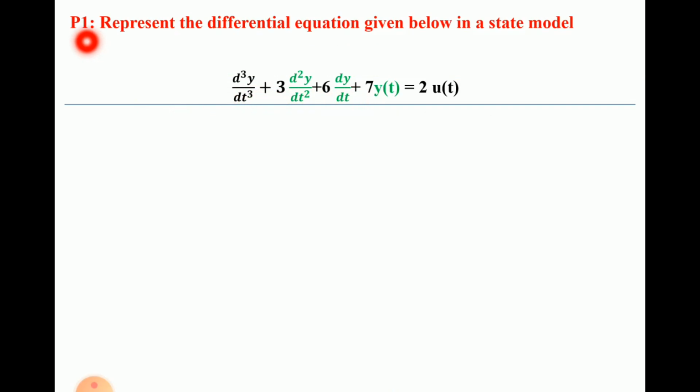We will quickly go through the problem statement. Represent the differential equation given below in a state model. d cube y by dt cube plus 3 into d square y by dt square plus 6 into dy by dt plus 7 into y of t is equal to 2 into u of t.